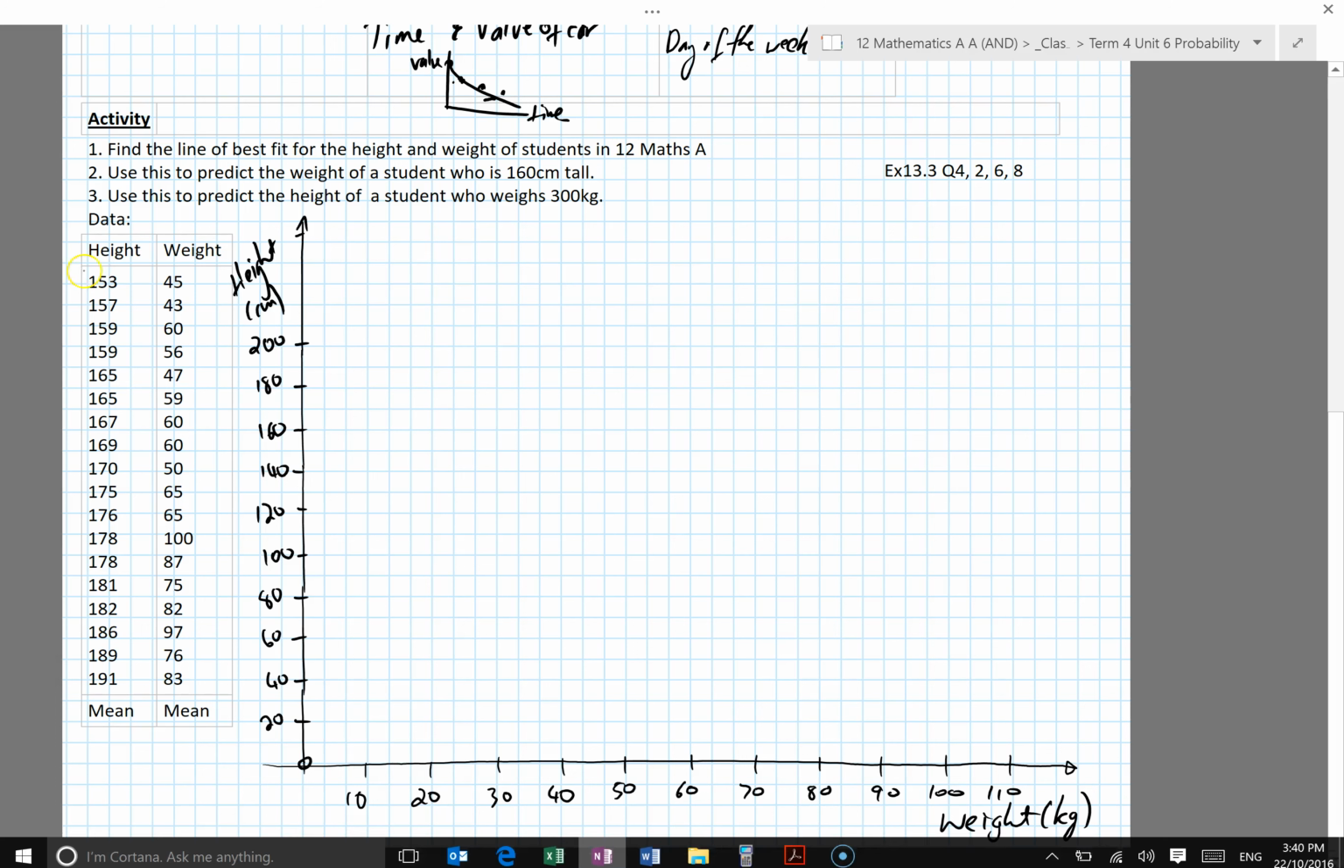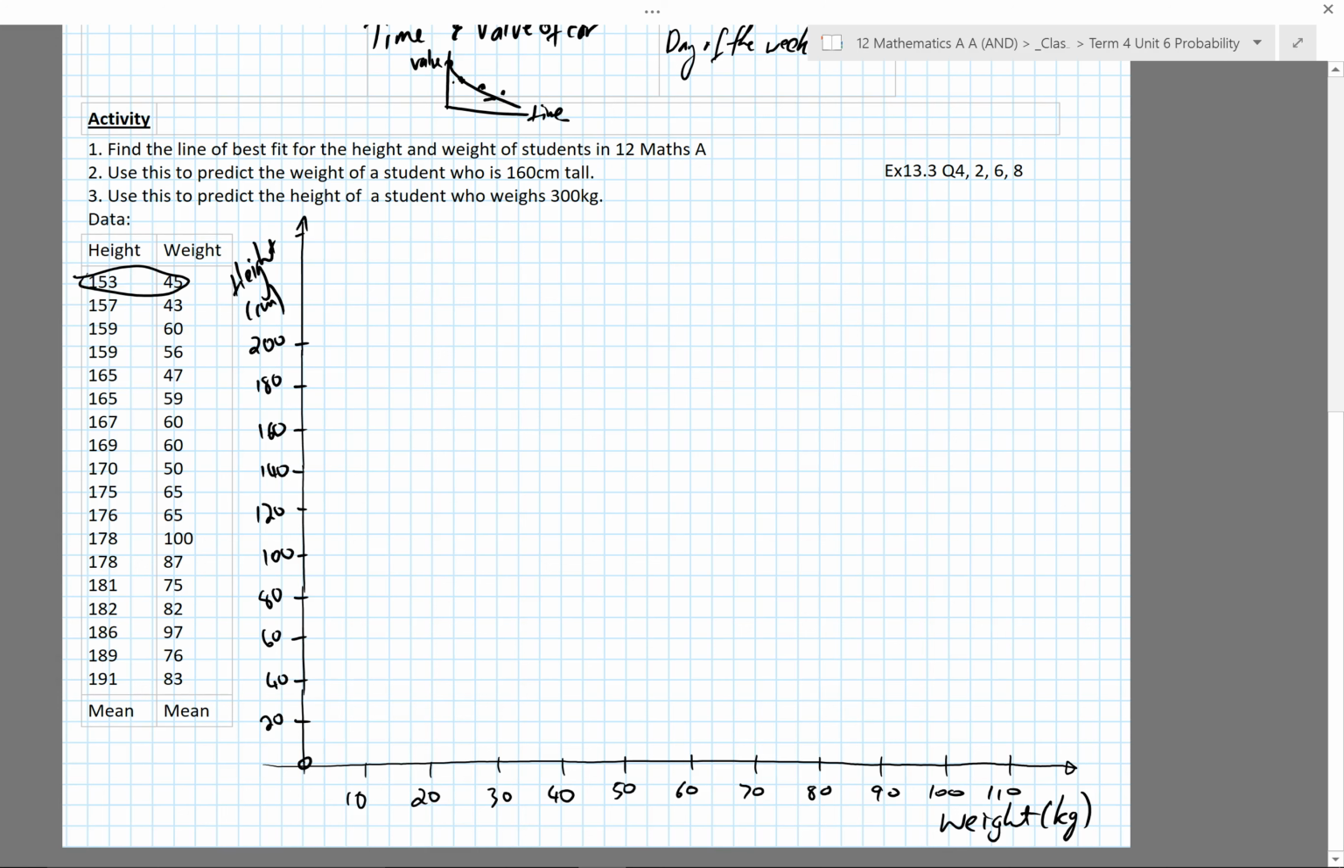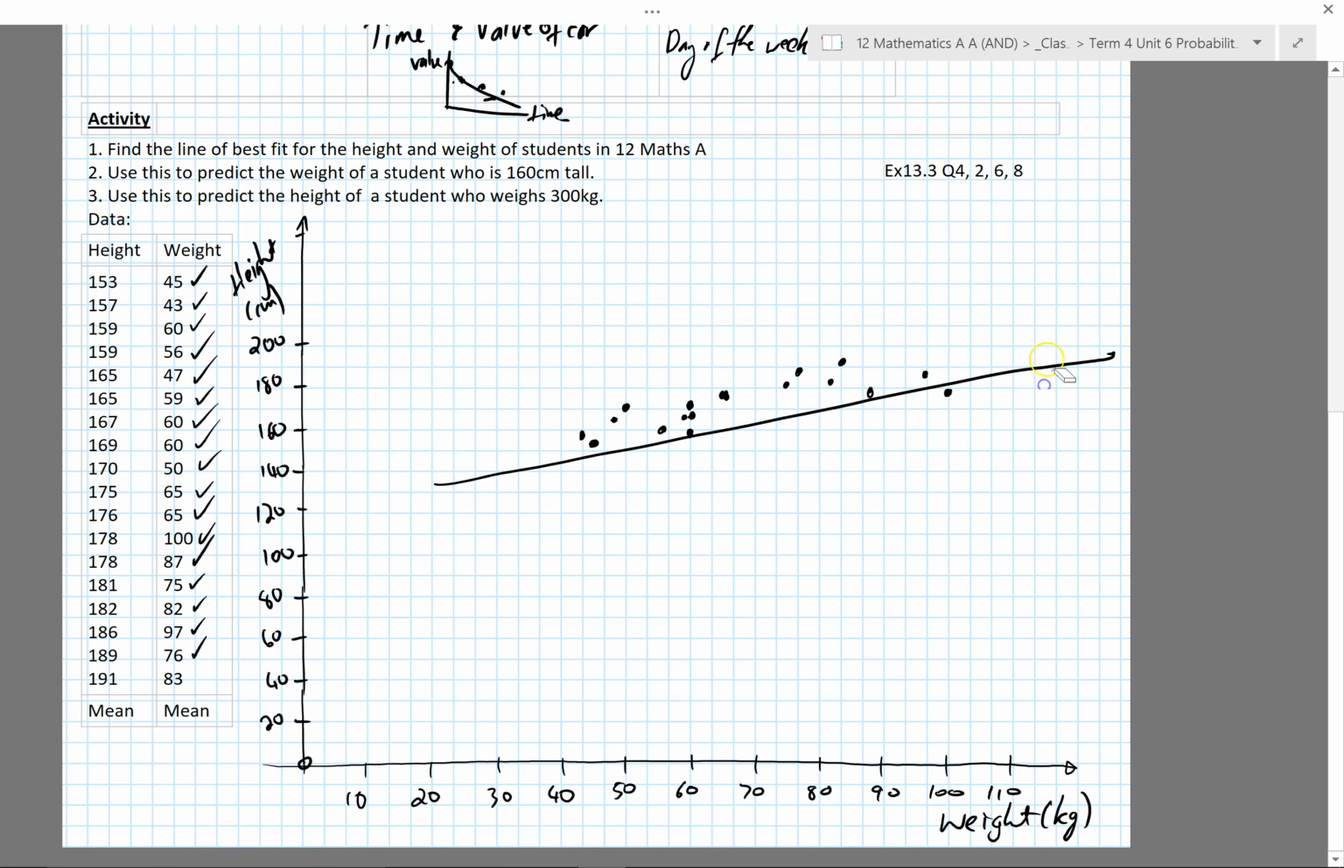And then we're just plotting these pairs of data. So a height of 153 and a weight of 45. I'll find where that point should be. About there. And then I'll plot all the other points exactly the same. Probably tick them as I plot them. So go ahead and plot all your points. You get a whole heap of points that look like this. Now it's my task to draw a line of best fit between them. This is generally a positive relationship. Here we can see that as someone's weight increases, they tend to be taller as well.